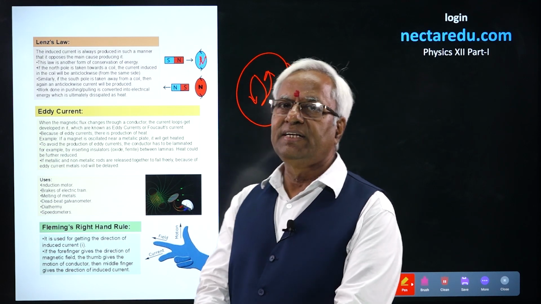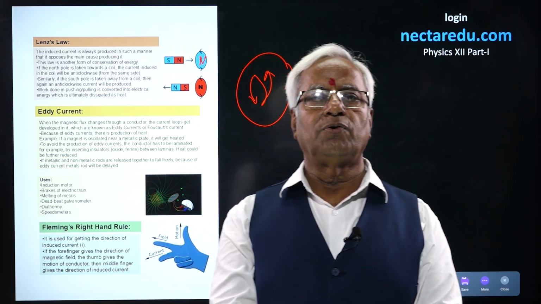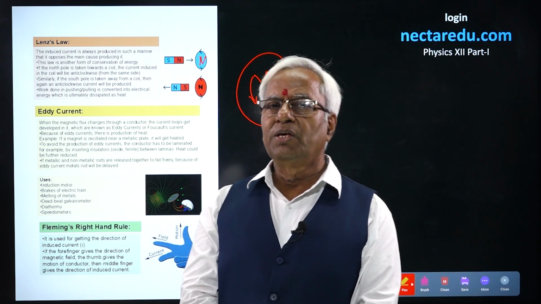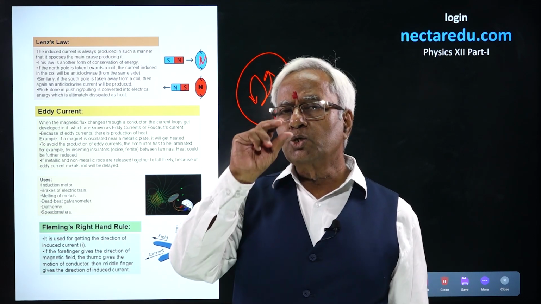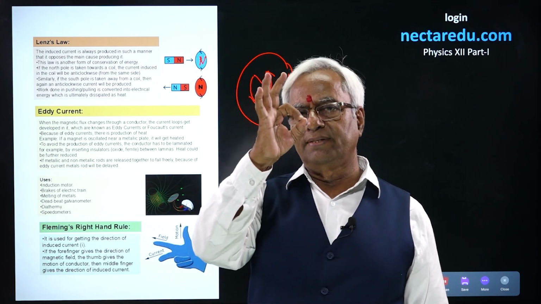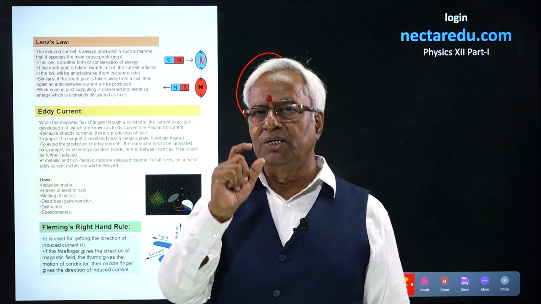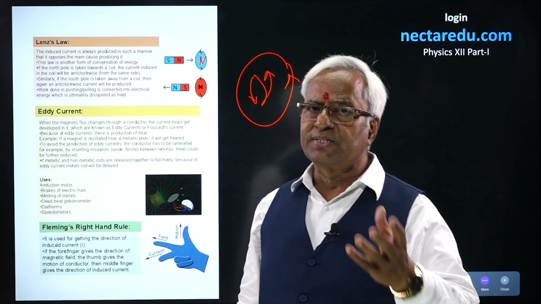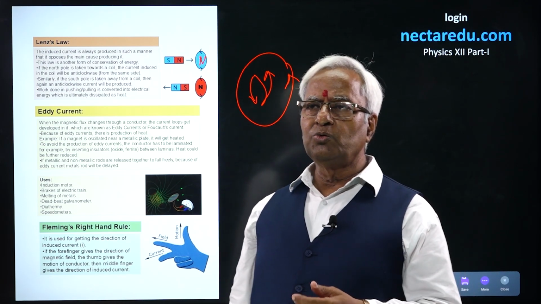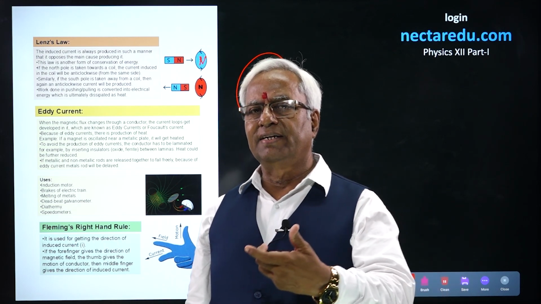Second thing is eddy current. Eddy current is also known as Foucault current. You see, whenever the magnetic flux changes through a conductor, many small current loops are formed like this. Current loops are formed inside the conductor and these are responsible for producing heat. Now, how could it be saved? How could you just reduce the process of producing eddy current?